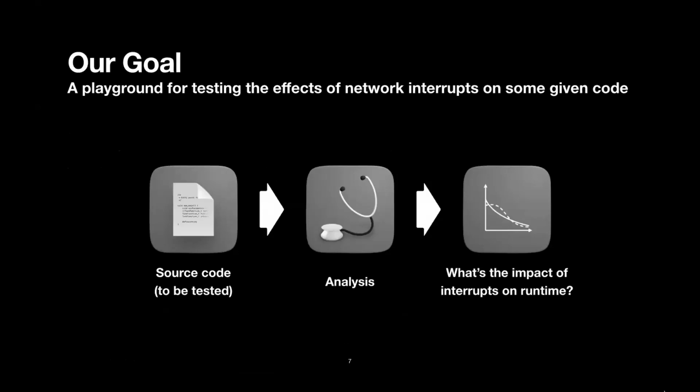And our goal is now to create a playground where we can put in some source code, which we want to be tested, which contains some critical task, and define some kind of analysis scenario. So what kind of network interface do we want to use? What kind of loads do we want to use? And get some numbers out, such as the execution time or number of interrupts, independent of the load and of the system. And now Jonas will talk about how we approach this problem.